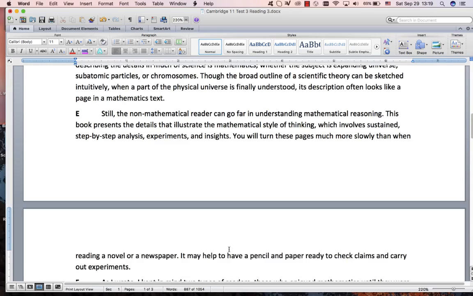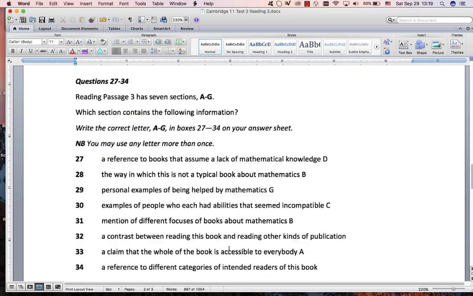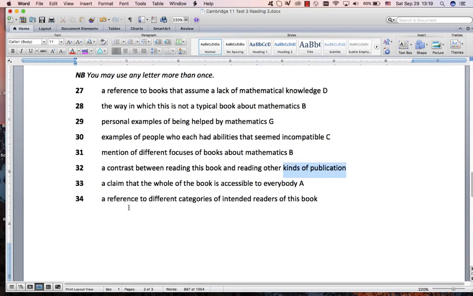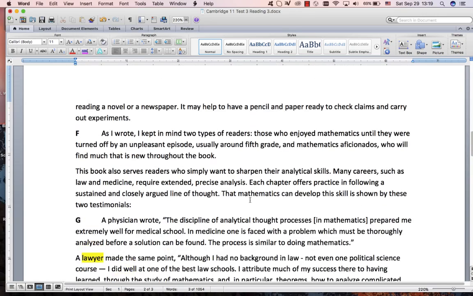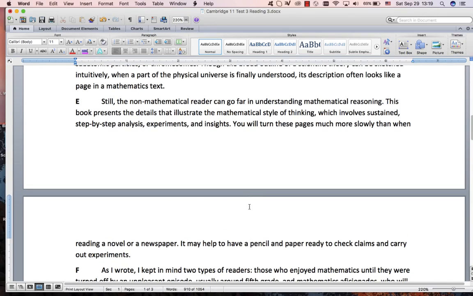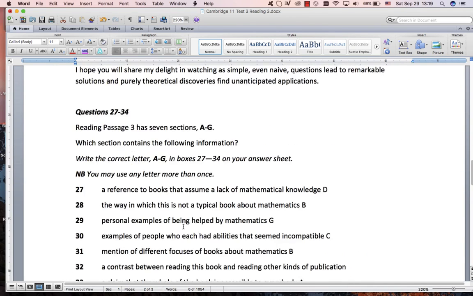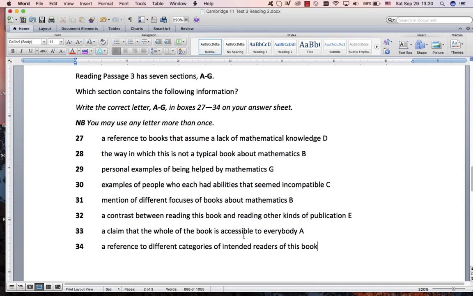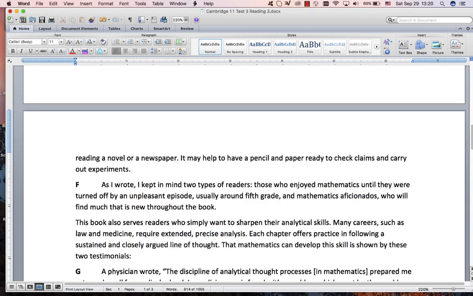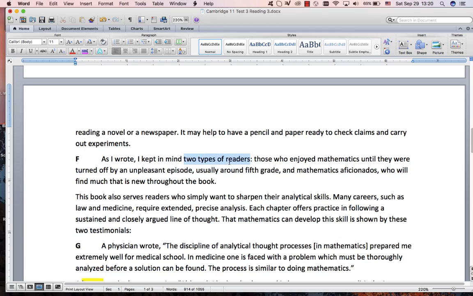So let's look at E and F. We need other kinds of publication, and we need different categories of readers. And just look through E and F. Other kinds of publication. Different categories of readers. And there is other kinds of publication. So that will be E. Different categories of readers. I'm quite sure it's going to be F. Two types of readers.